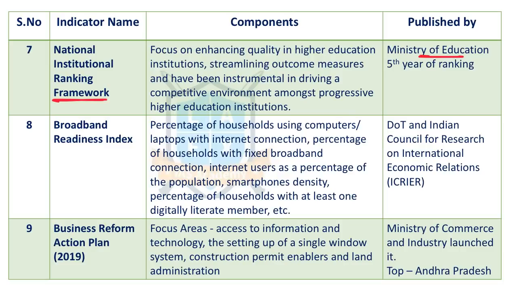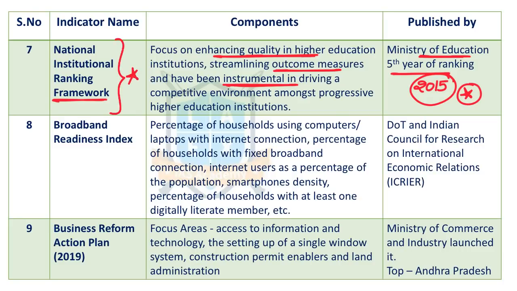It is released by the Ministry of Education, earlier called as Ministry of Human Resource and Development. This is the 5th year of ranking. They have started it in 2015 and this is the 5th year. It is to enhance the quality in higher education. It focuses on outcomes. It strengthens the institutional structures. Let us understand which institutions performed good in this particular index, but let us complete the 2 more indices first and then we will go to the next slide to discuss on which institutions performed better.